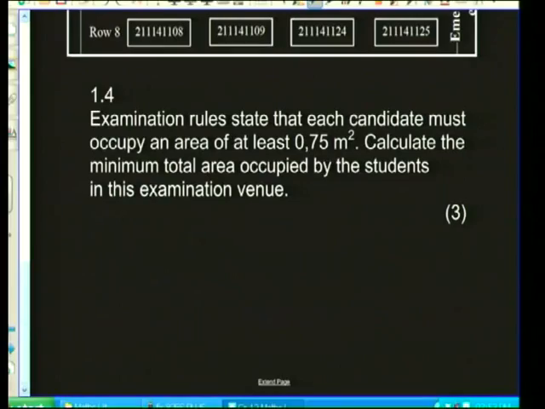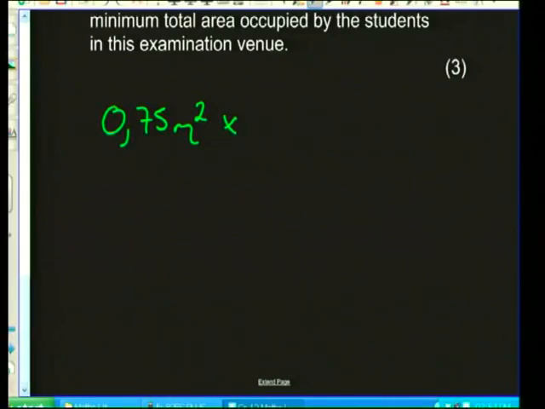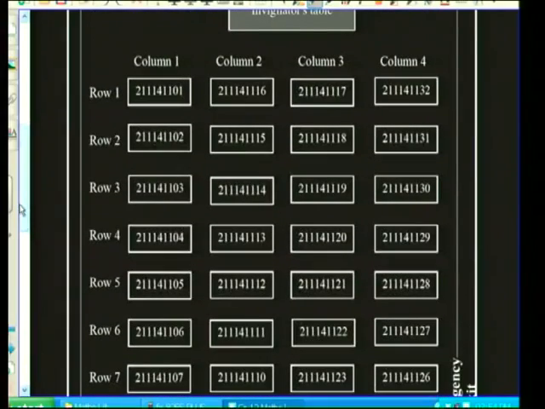Okay? So let's read it again. The examination rules state that each candidate must occupy an area of at least 0.75 meters squared. That means 0.75 meters squared for each candidate. But how many candidates are there? Well, we're going to multiply by, now we've got to check how many there are.